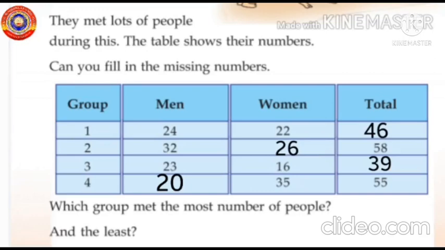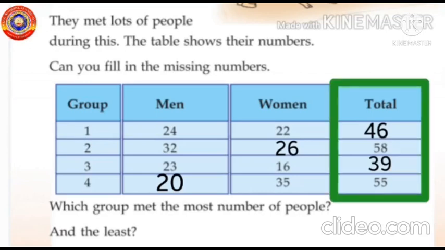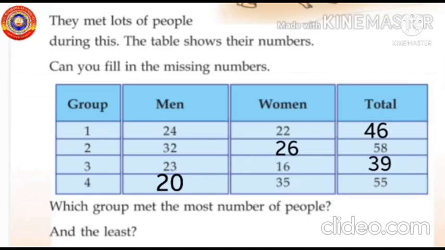Here, which group met the most number of people? Children, look at the total number. 46, 58, 39, 55. Which is the biggest number? Yes, 58 is the biggest number. So, second group met the most number of people.